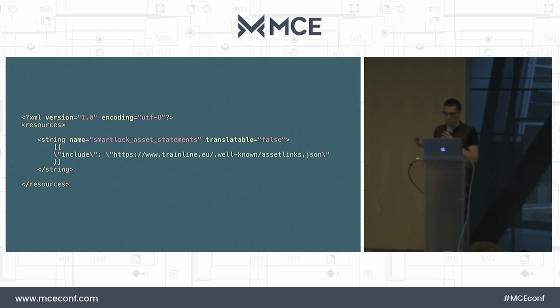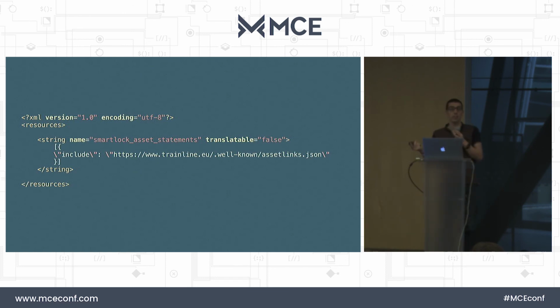It's pretty boring, but the idea is that we say to the Android system that the asset links, or the information about what I can share with the website, is stored on trainline.eu/.well-known/assetlinks.json.